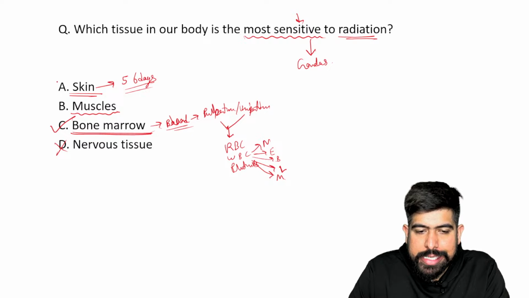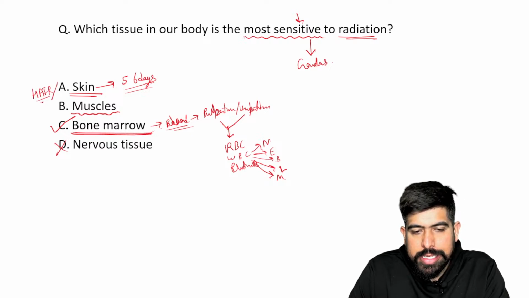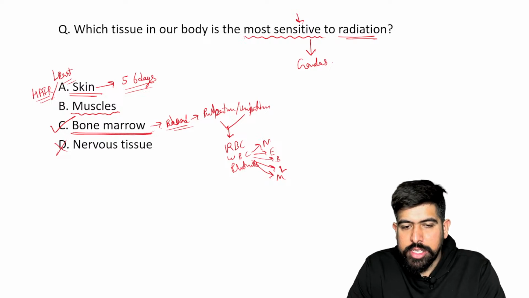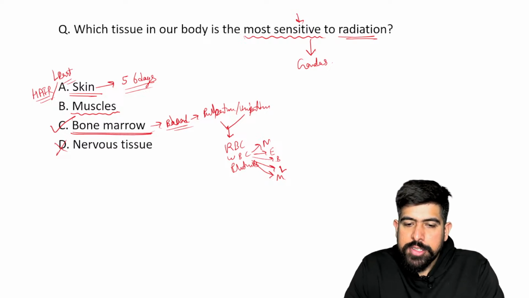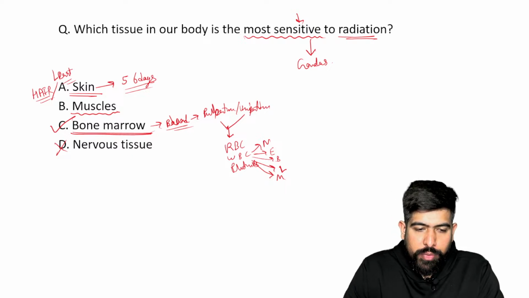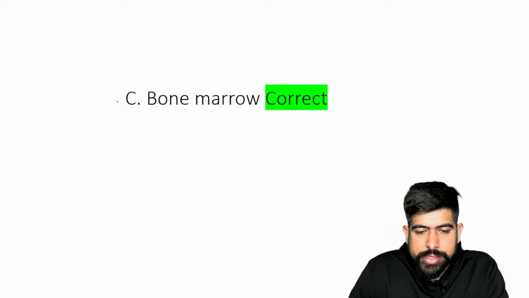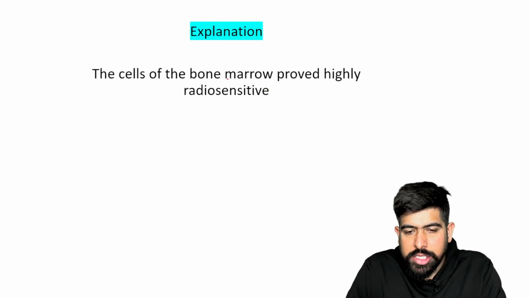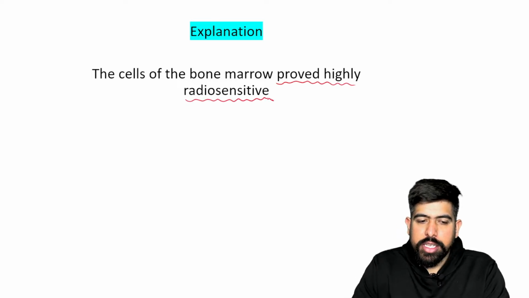And please remember skin and hair also. They are radiosensitive too, but the least. We are talking about the most sensitive. So bone marrow and the gonads are the most radiosensitive. Your answer in this condition is the bone marrow, and we already know that the cells of the bone marrow are highly radiosensitive.